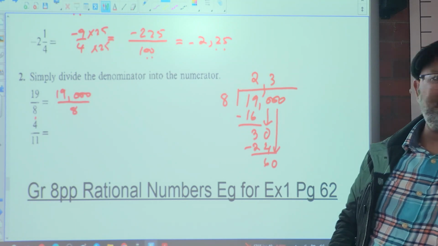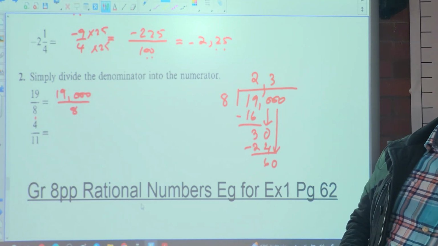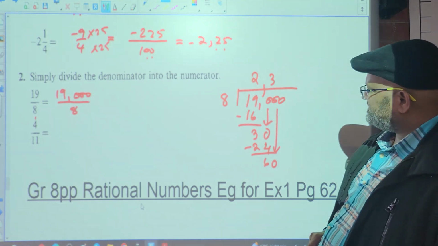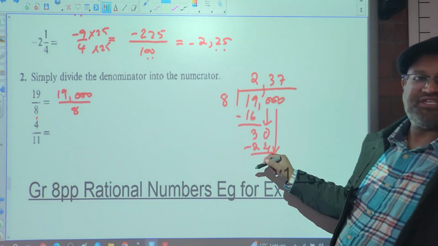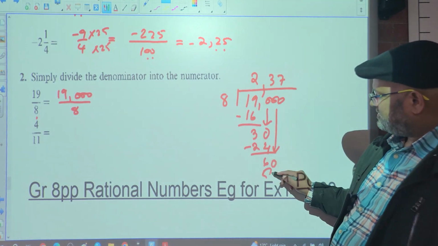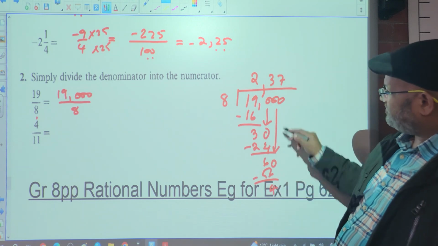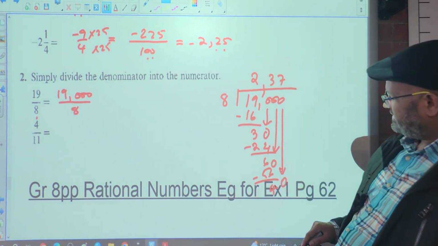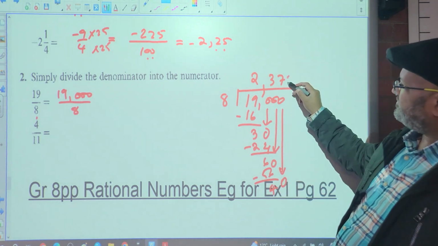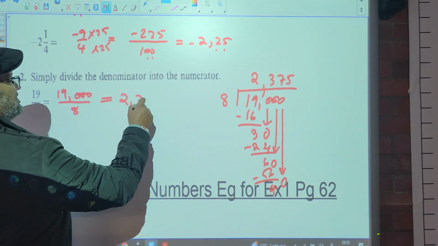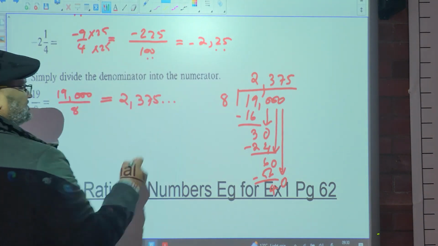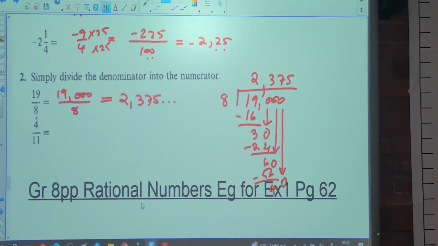8 goes into 60 how many times? 7 times. 7 times 8 is 56. You minus, you get 4. Bring down the 0. 8 goes into 40 5 times. And of course it carries on. So that's equivalent to 2,375, and the number of course carries on. Okay, the dots indicate that the number does not stop there, it carries on.